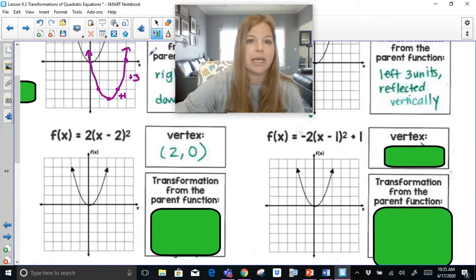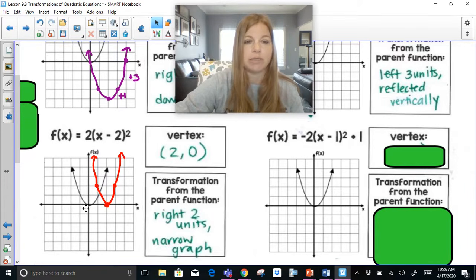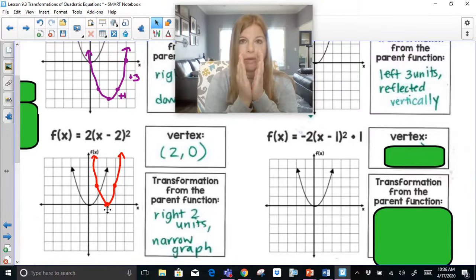So if I go ahead and plot my vertex at 2, 0, because it's shifting 2 units to the right, so that's what that h value is going to tell me. But instead of going out 1, up 1, I'm going to go out 1, up 2. Out 1, up 2. Now, I'd love to be able to go out 1, up 6. It would be somewhere up here. I can't fit that on my graph, but I can definitely see that this graph is definitely skinnier, more narrow. So the transformation here is that it went to the right 2 units, and it's a more narrow graph.